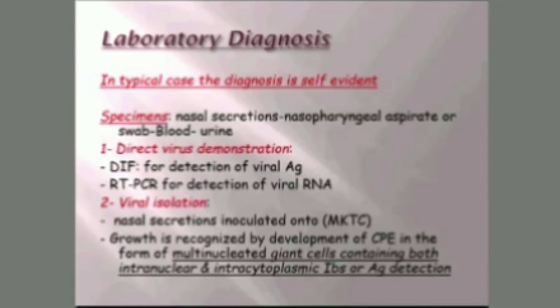This we have discussed in general properties, that inclusion bodies are either intracytoplasmic or intranuclear, depending on the type of the virus. Usually DNA viruses produce inclusion bodies in the nucleus, and RNA viruses produce inclusion bodies in the cytoplasm. There are exceptions. Pox virus and measles virus have inclusion bodies both in the cytoplasm and in the nucleus. So this is an important point for diagnosis of measles.